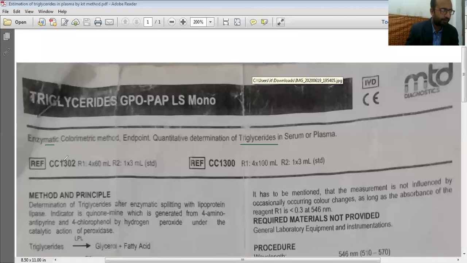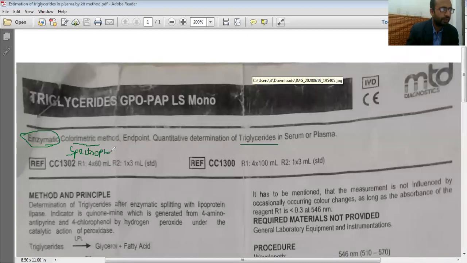Enzymatic means we will use enzymes in this experiment, and these enzymes would produce colored compounds, and those colored compounds will be placed in a spectrophotometer, the device which can produce the light of different wavelengths. That will be called a spectrophotometer.